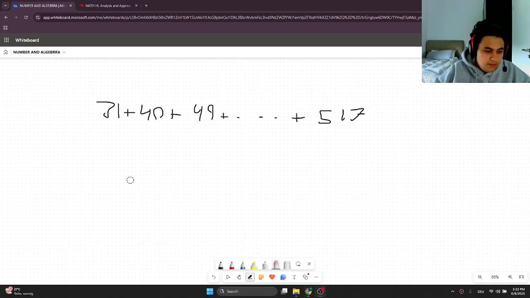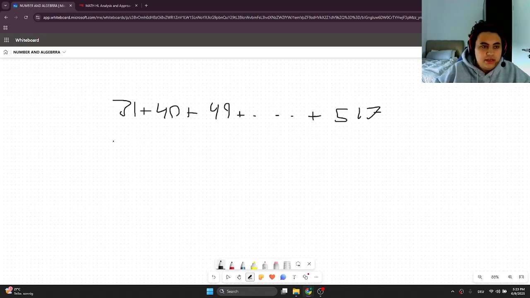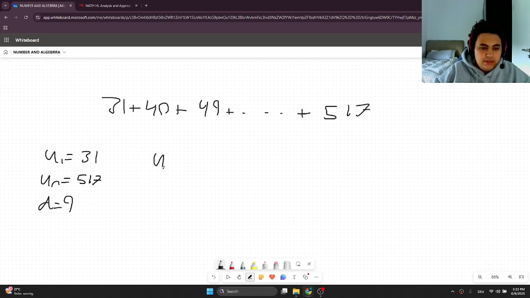Okay. So this is the sequence from the second question. We're just going to keep going. We have U1 is equal to 31, UN is equal to 517, and D is equal to 9, right? So we're going to find the number of terms first.